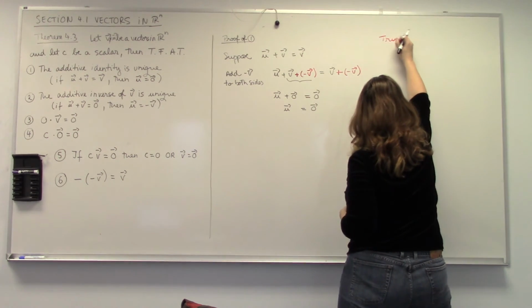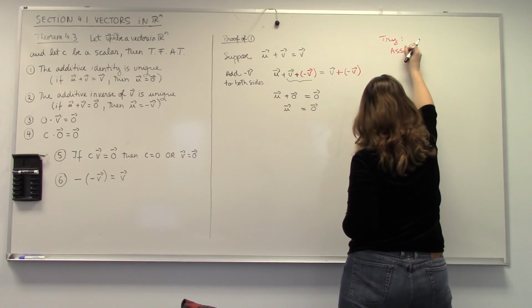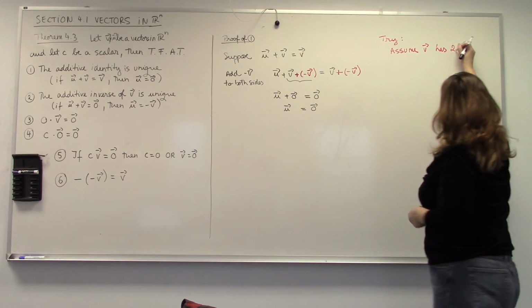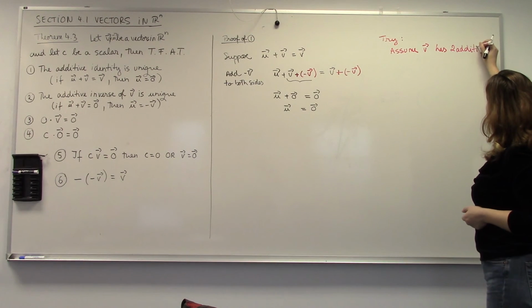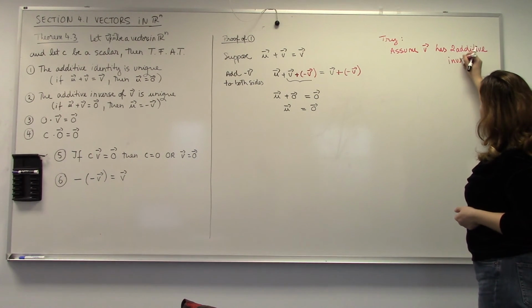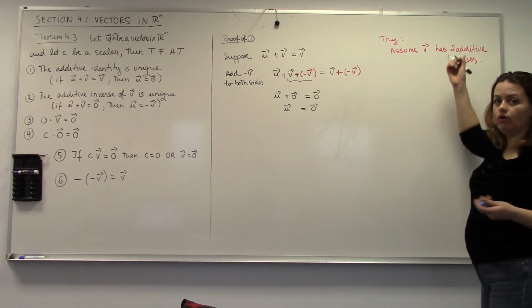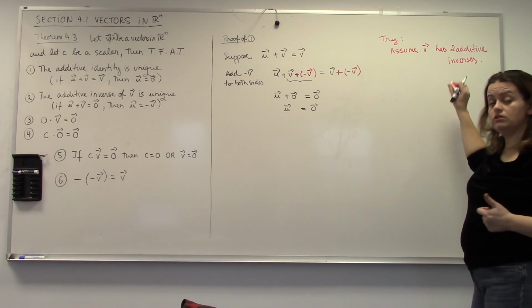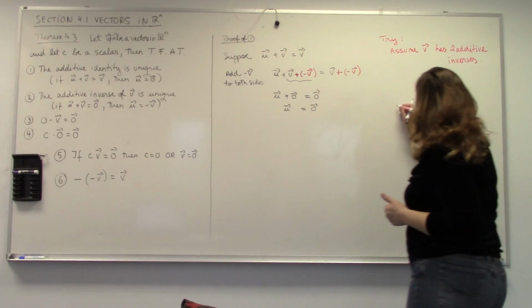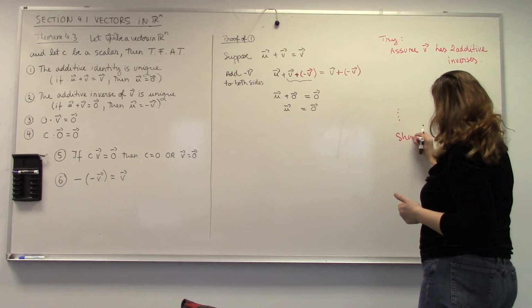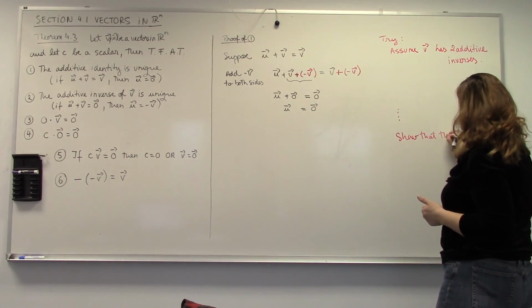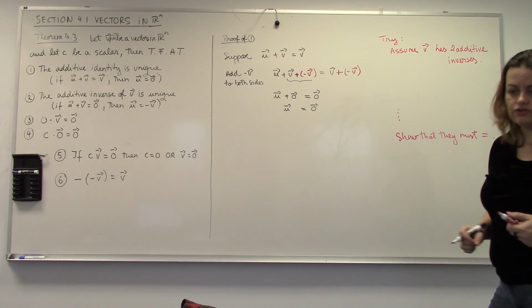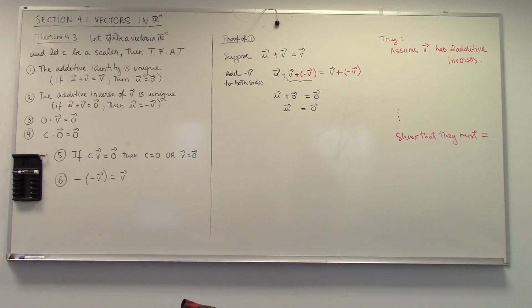So try to assume v has two additive inverses, so you can call them u and w, right? Then you have to describe what they do, and then show that they must be equal. Okay, so you can try that and see if you can figure out how to do it.